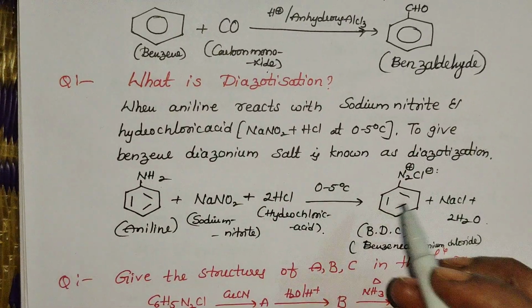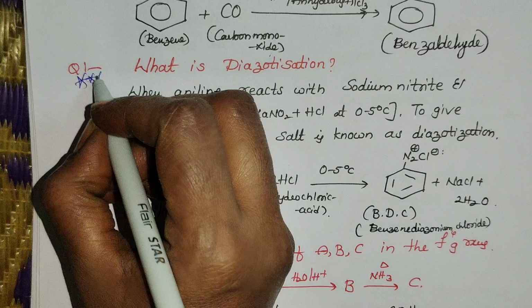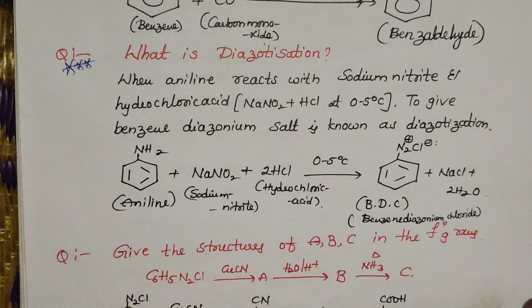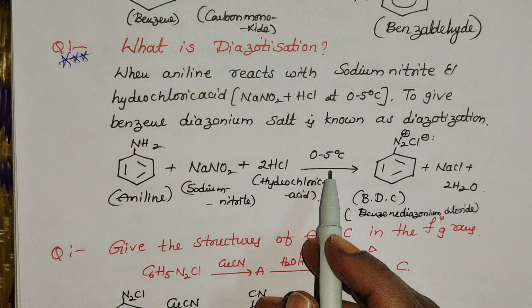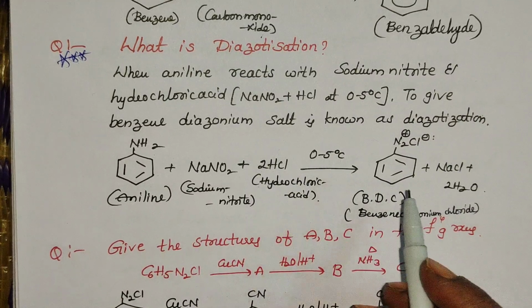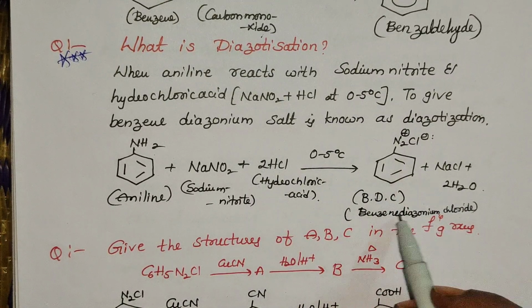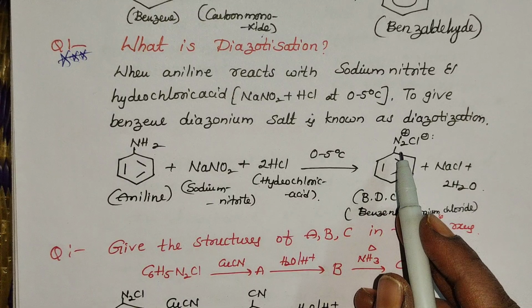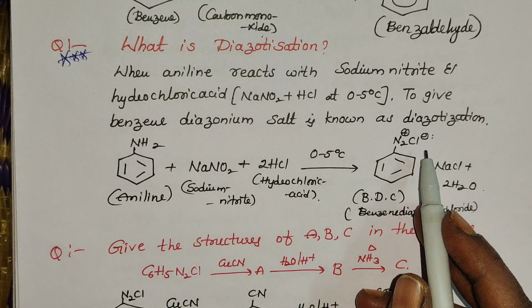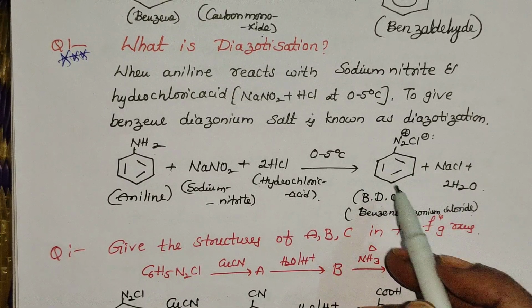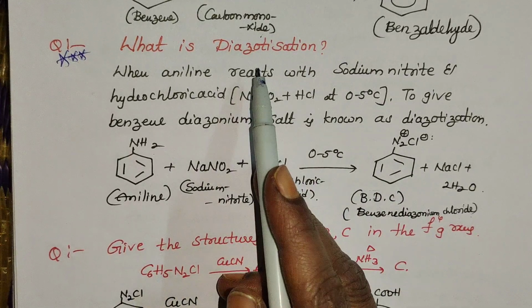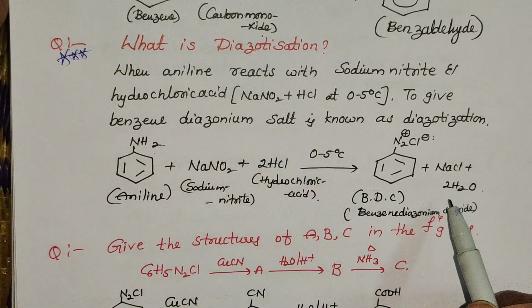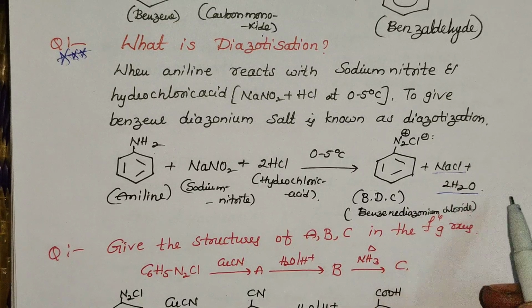Next, what is diazotization? It is also an important VSAQ and an important bit for MSET also. When aniline is treated with sodium nitrite and hydrochloric acid at 0 to 5 degrees Celsius, it will give BDC, nothing but benzene diazonium chloride. Diazo means N2 and chloride Cl minus on benzene, that is why it is called benzene diazonium chloride. The benzene diazonium chloride formation reaction is known as diazotization, and byproducts are sodium chloride and H2O.